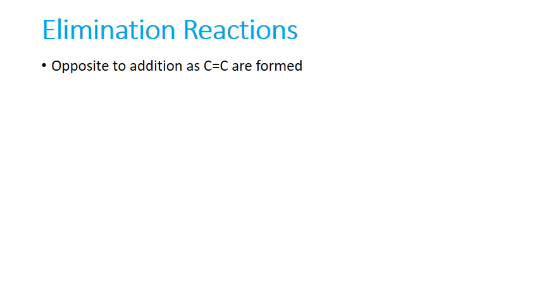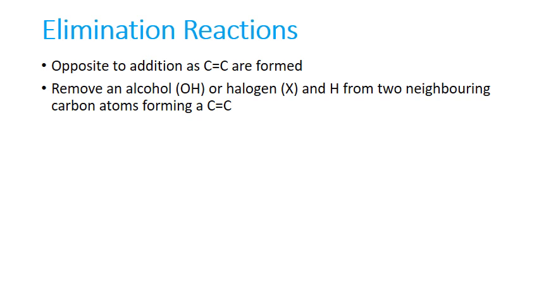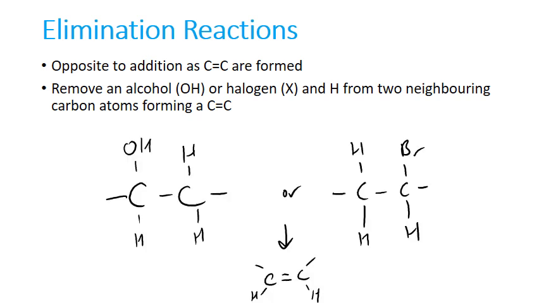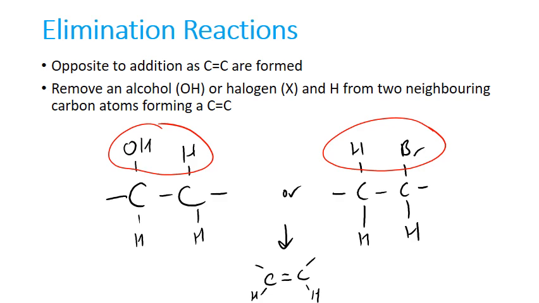Elimination reactions are kind of like the opposite to addition reactions. In this reaction type we are forming a double bond between two carbons. The two ways we have elimination reactions in Year 12 is through the removal of an alcohol or a halogen and a hydrogen from two neighboring carbon atoms, and thus forming a carbon-to-carbon double bond. For example, here we are removing the OH and H, or H and Br, to form the double bond between those two carbons.